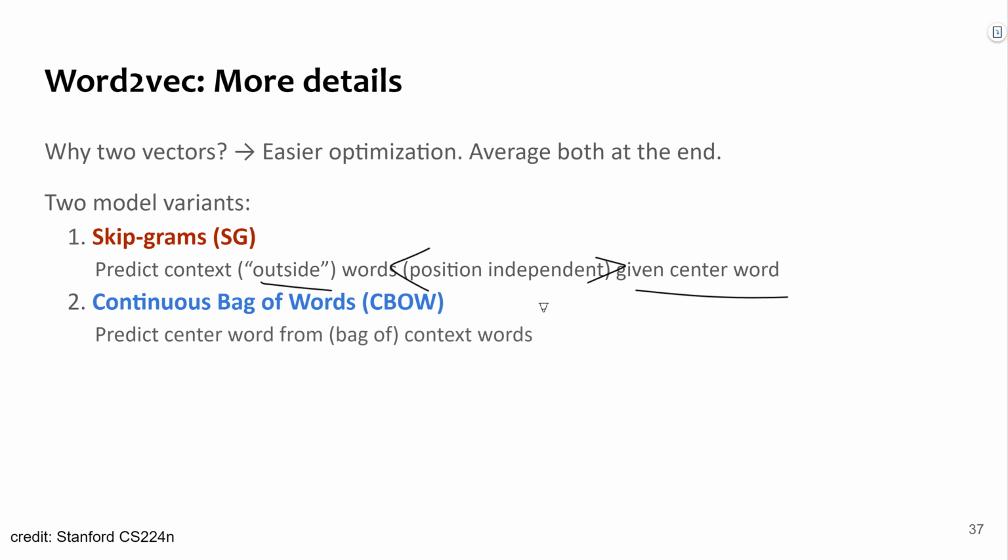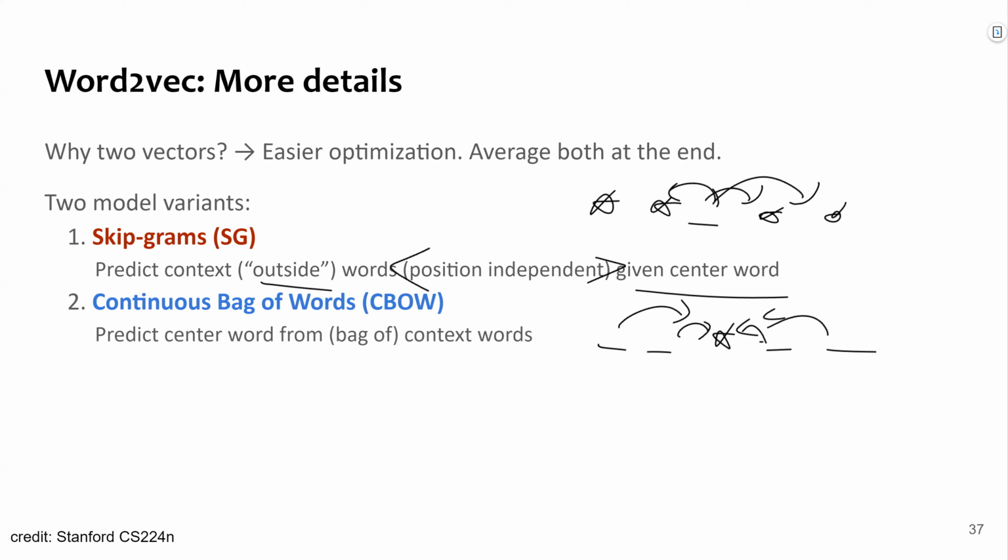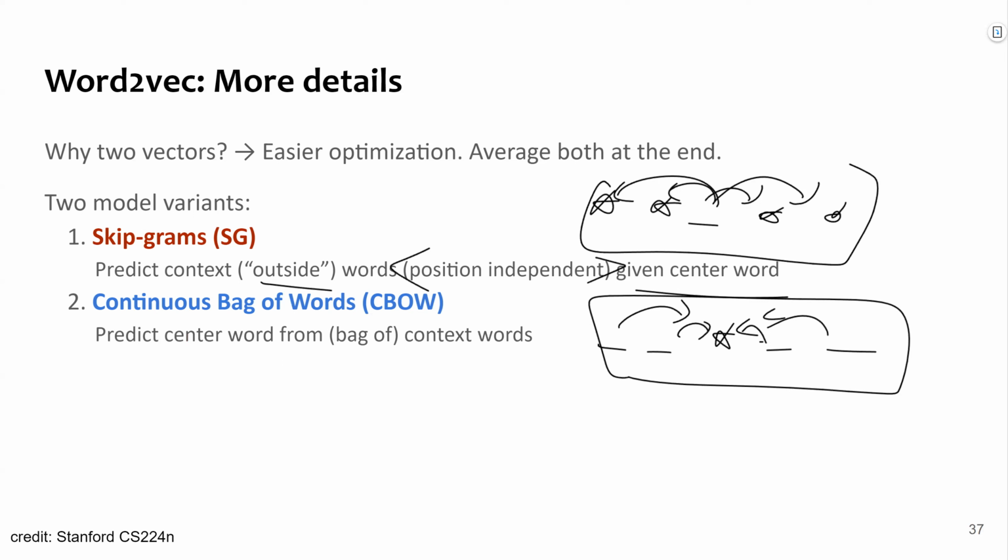We predict the center word from the context words. So given context words, we are predicting the center word. In the case of skipgram, we're just given the center word, and we want to predict these context words. We can easily see that this task is easier than this one, so it might take longer to learn skipgrams.